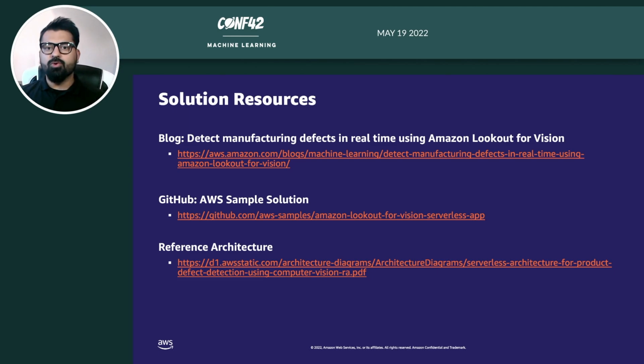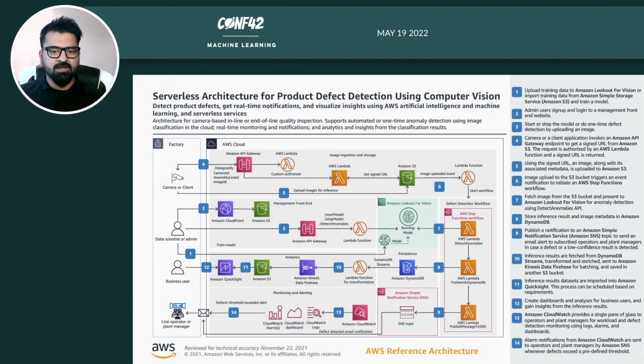Here are a few more resources that you can have a look at. So there's a blog for detect manufacturing defects in real time using Amazon Lookout for Vision that you can have a look at. I also mentioned a solution earlier. So the solution is available on GitHub called Amazon Lookout for Vision Serverless app that allows you a one-click deploy way to set up all the backend or the serverless solution into your AWS account. And there is a reference architecture as well that you can have a look at. Here's a quick view for this.